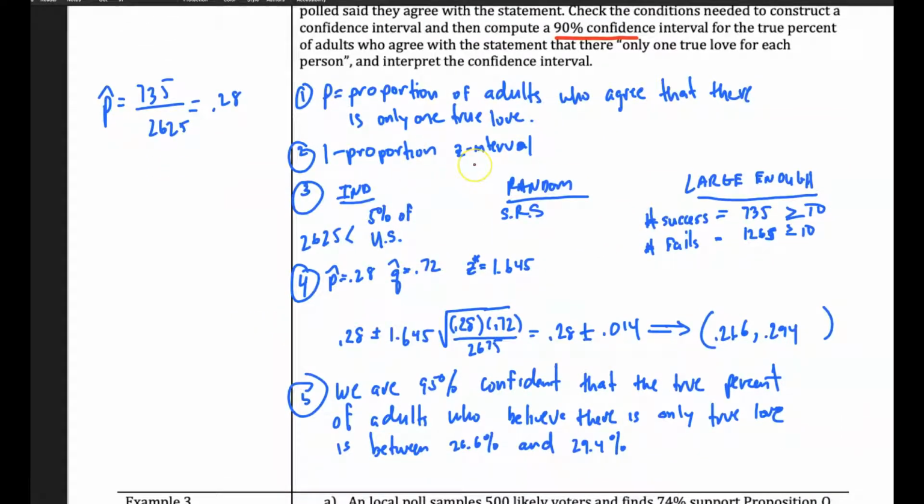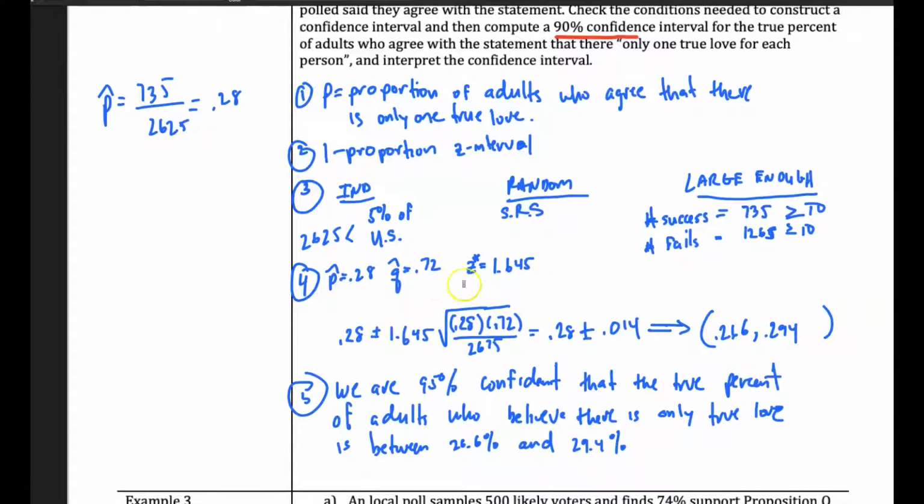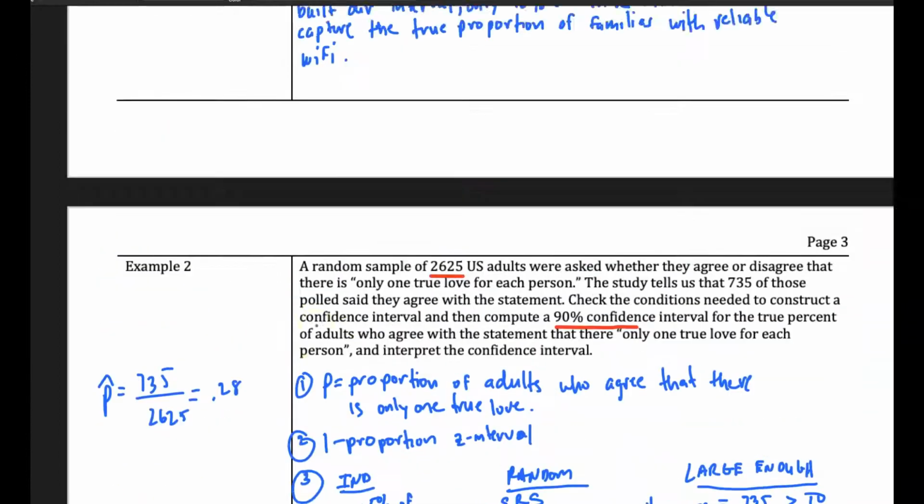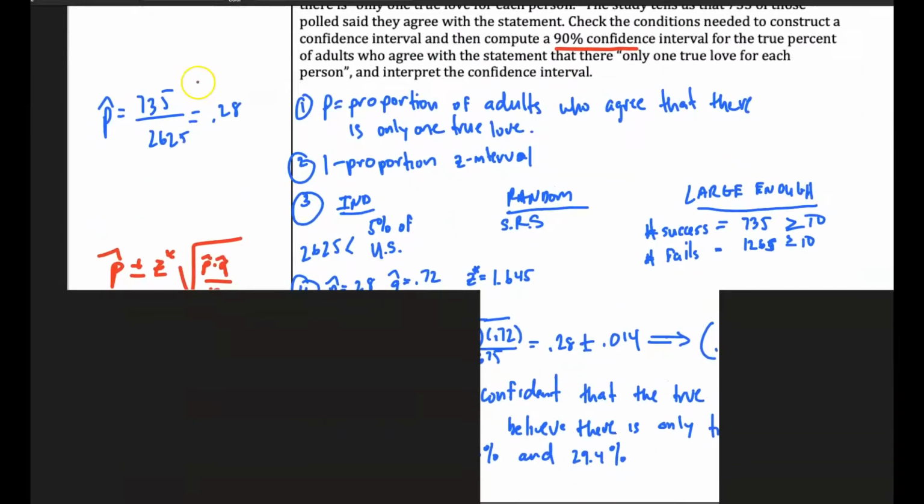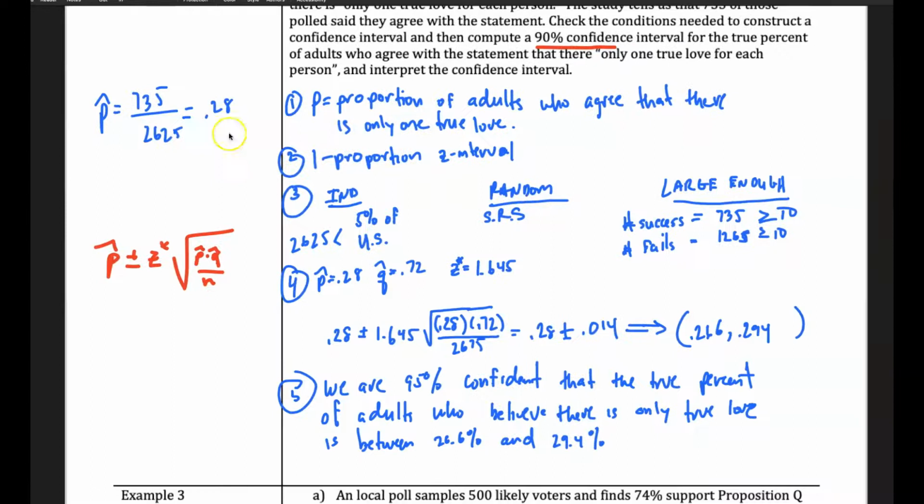We're going to do a proportion z-interval process, which means we're going to end up using the equation here. Oh, I didn't write the equation. Remember the equation: it's p hat plus or minus your critical z times the square root of p hat times q hat over n. And that just came from our previous formula. And so that's what we're going to be running here.